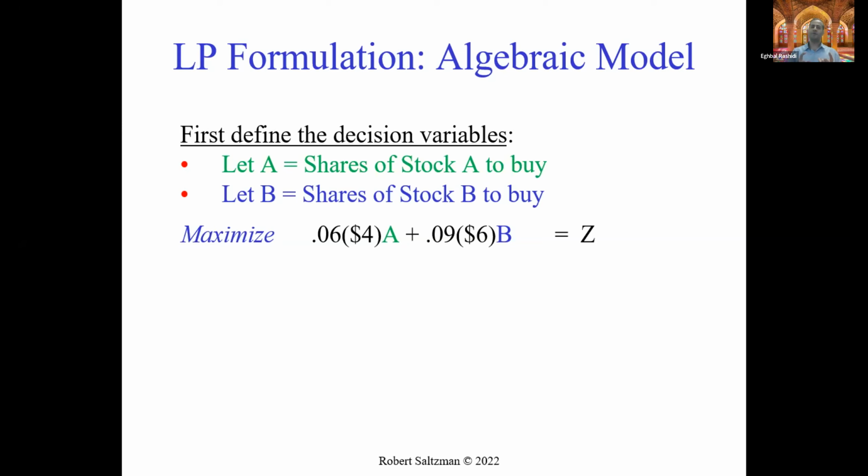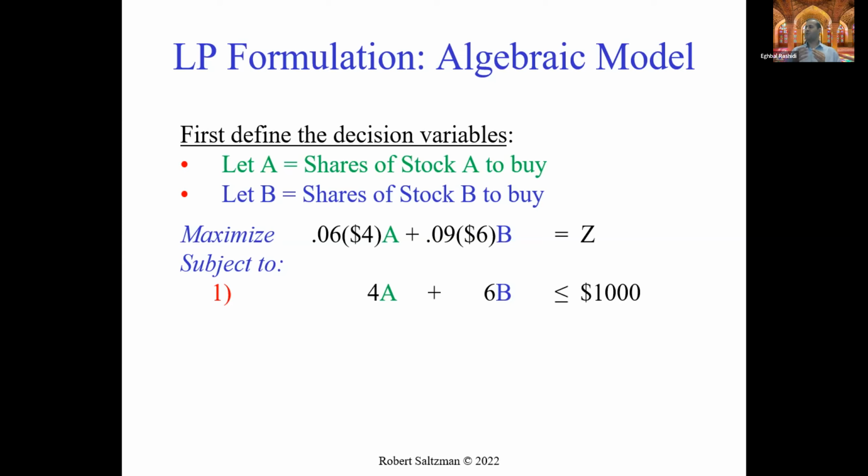Now let's write the constraints formally. This constraint is regarding our investment budget. We cannot invest in A or B stocks more than would exceed $1,000. So how do you compute that? Each stock A would cost $4.